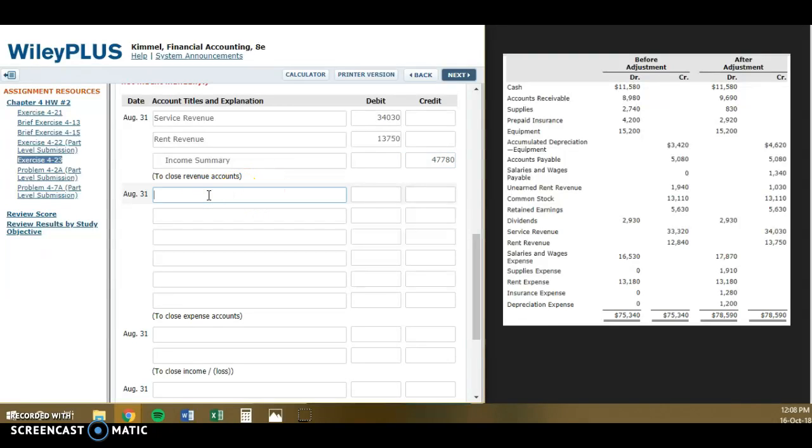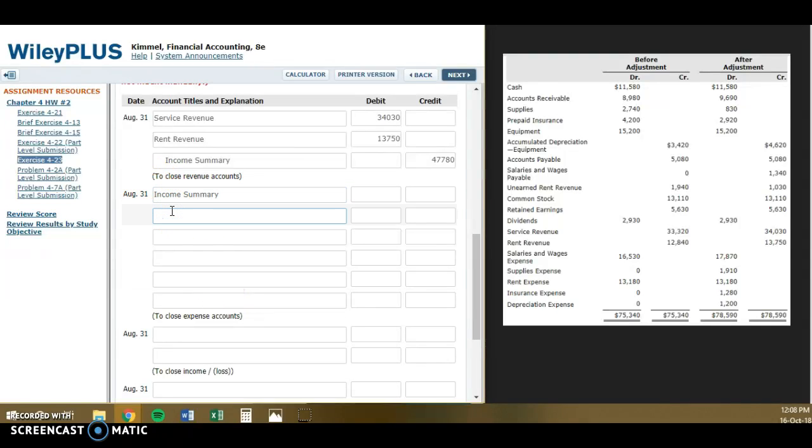Next, we are going to close our expense accounts. But because they're all going to be closing into the income summary, we will need to put that in first. And we don't know what that total is yet, because we're going to be debiting that, and we don't know what those are yet until we get the expenses filled in.